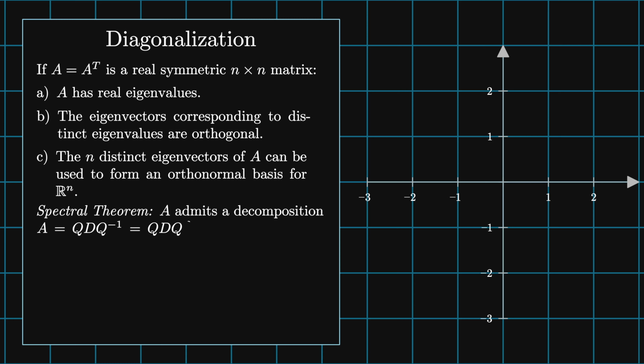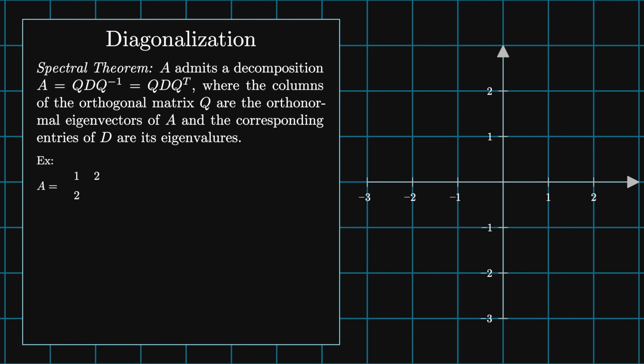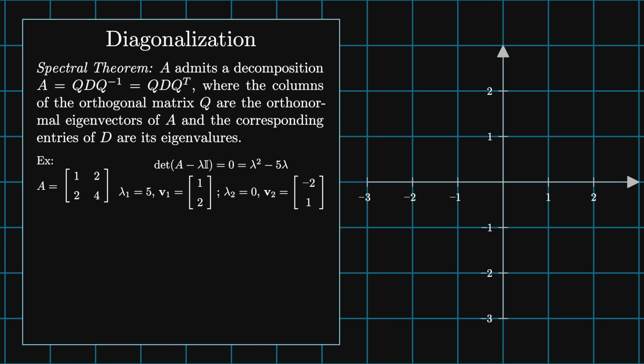The spectral theorem states that A admits a decomposition QDQ inverse, which is equal to QDQ transpose, where Q is an orthogonal matrix whose columns are given by the orthonormal eigenvectors of A, and the entries of D are its corresponding eigenvalues. For example, take the matrix 1, 2, 2, 4. Its characteristic polynomial, lambda squared minus 5 lambda, has roots 5 and 0, which correspond to the eigenvectors 1, 2, and minus 2, 1, respectively.